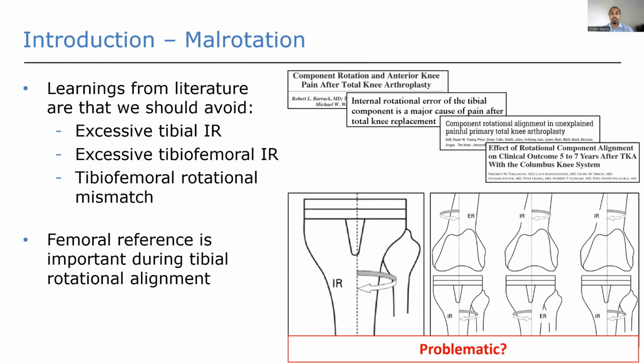So what does literature tell us? Although the design of previous studies may vary, some common findings are: 1. Excessive internal rotation, 2. Tibiofemoral internal rotation, and 3. Tibiofemoral rotational mismatch may all result in inferior patient and clinical outcomes. Since tibiofemoral rotational mismatch is a factor, it's important to consider the femoral reference during tibial rotational alignment.